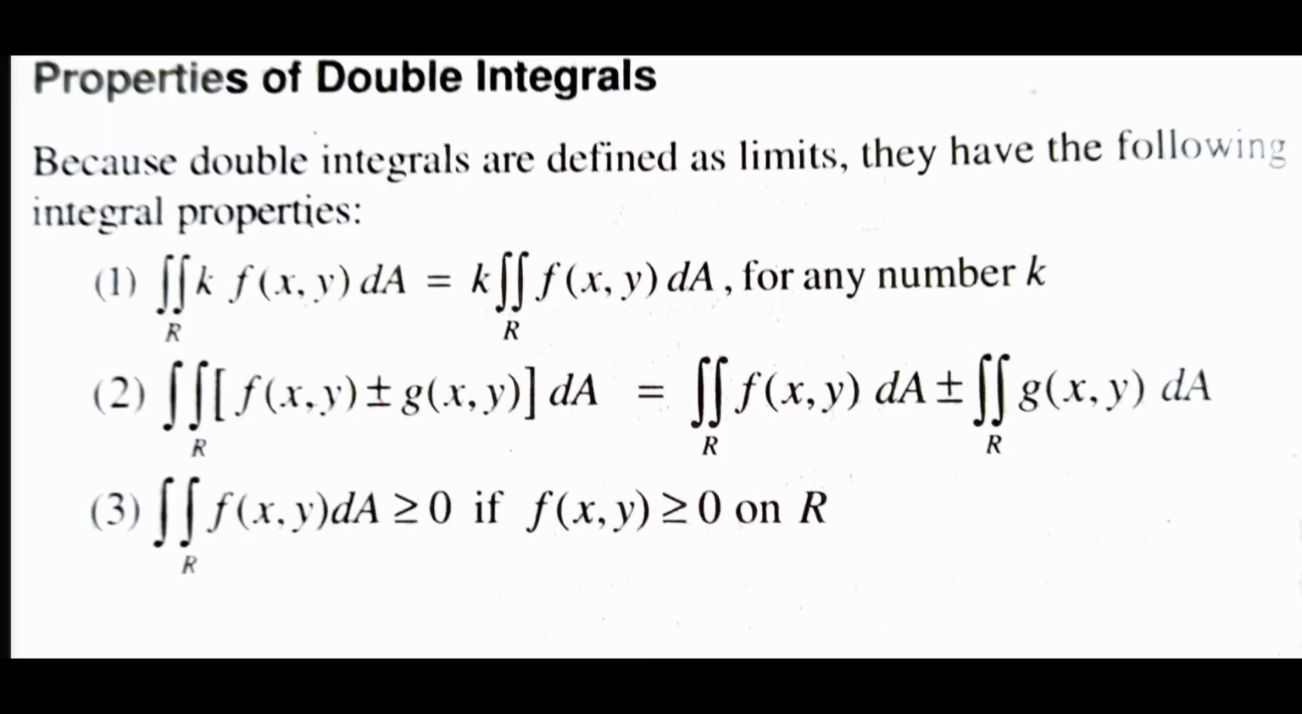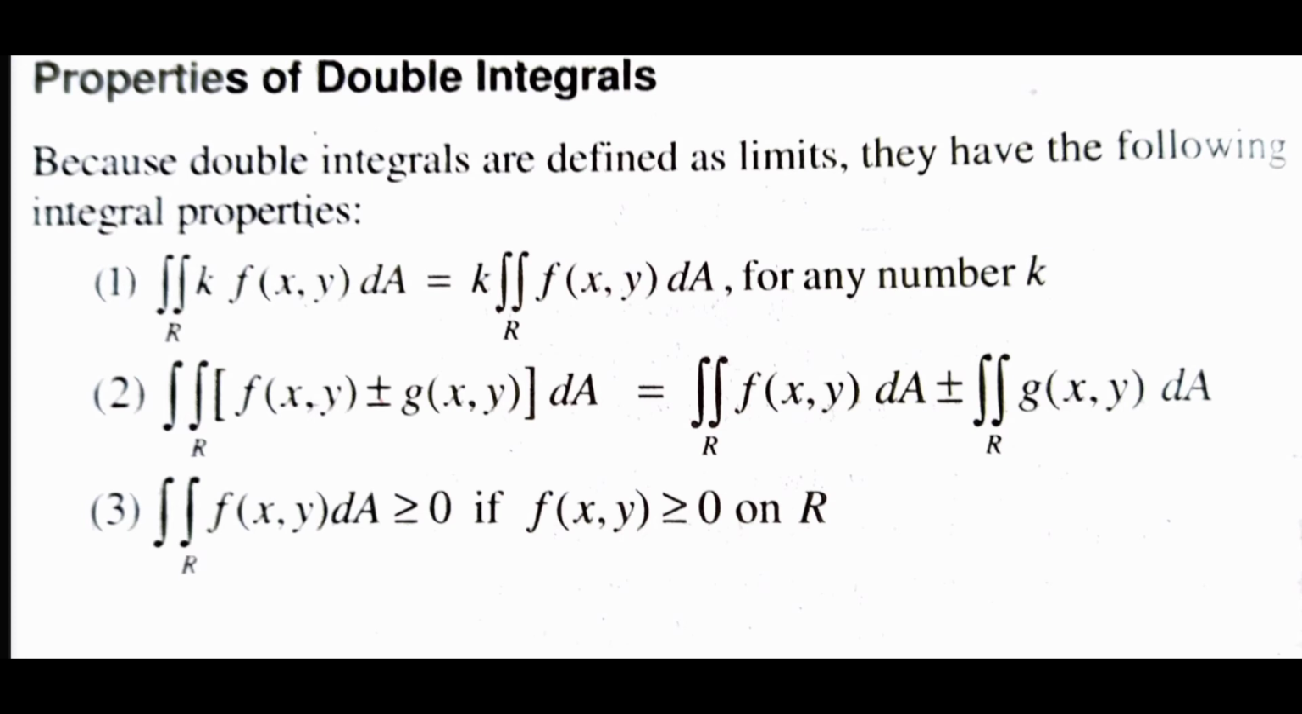Now we can study the properties of double integrals. Because double integrals are defined as limits, they have the following properties. First: double integral over R of k f of xy dA is equal to k times double integral over R f of xy dA for any number k. Second property: double integral over R of f of xy plus or minus g of xy dA equals double integral over R f of xy dA plus or minus double integral over R g of xy dA.